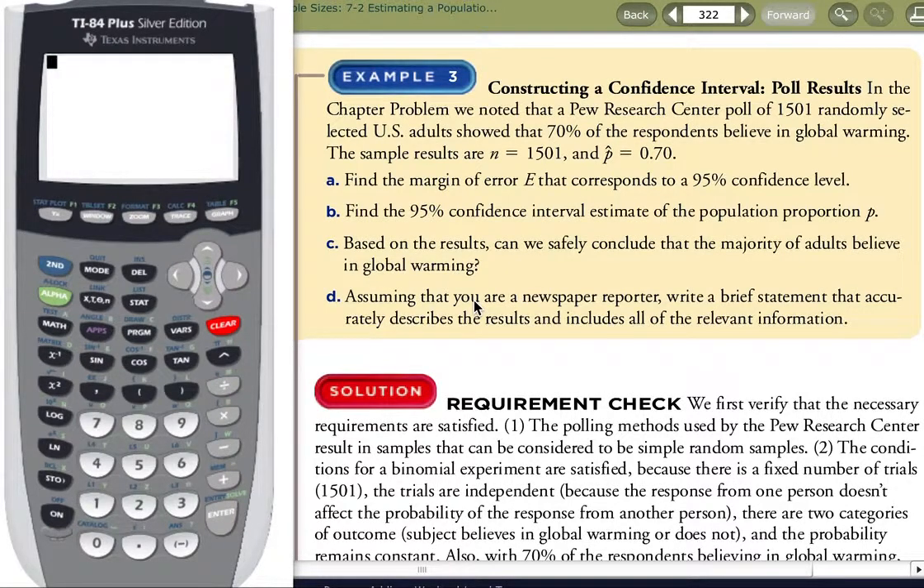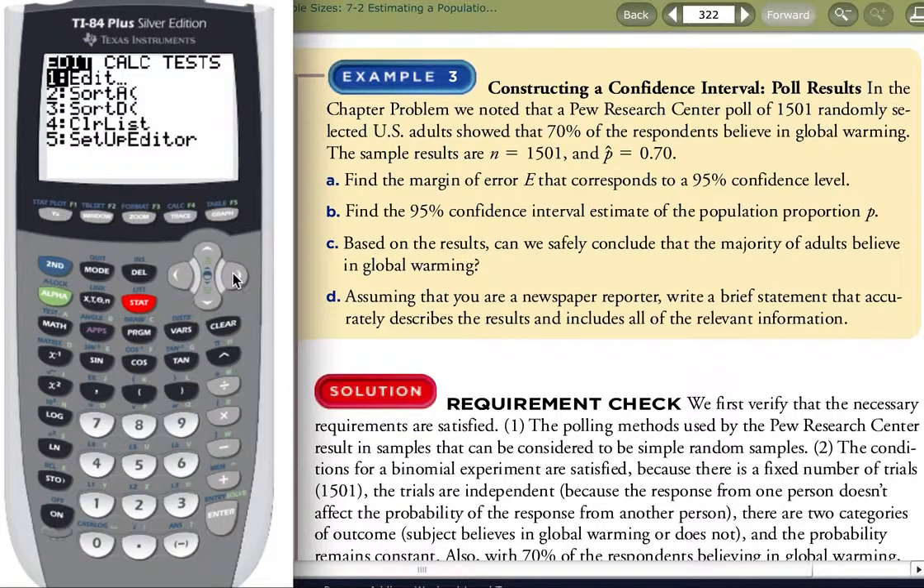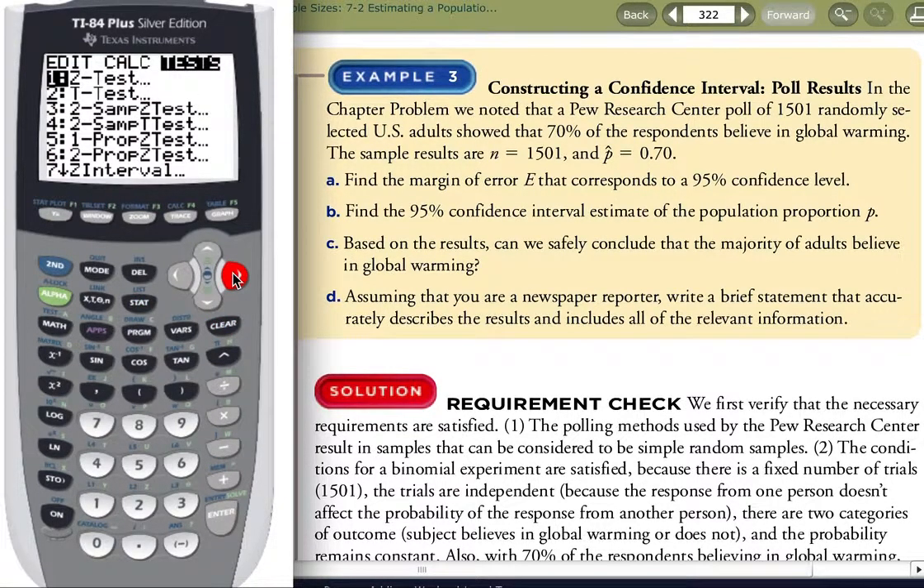This is an example of how to use the calculator to construct a 95% confidence interval. Press Stat, arrow to the right to Tests, and then arrow down to option A, 1-Prop Z Interval.